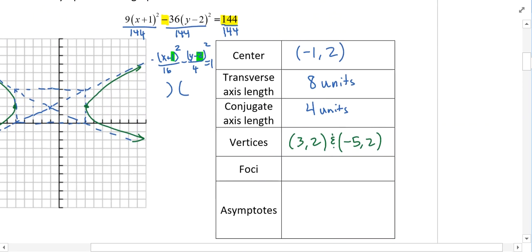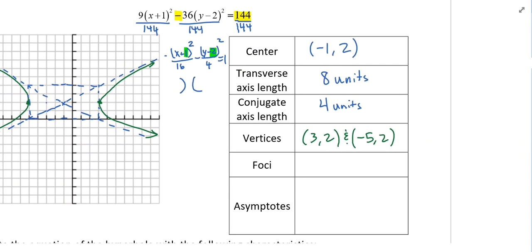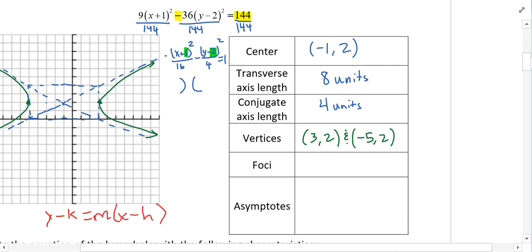Next, I think I'm going to do the asymptotes and then come back to the foci. I know, I'm crazy today. So my slope here is a +1/2 and a -1/2. And since I'm not centered at the origin, I'm going to have to write it in point slope. So a reminder, point slope is y minus k equals m times x minus h.